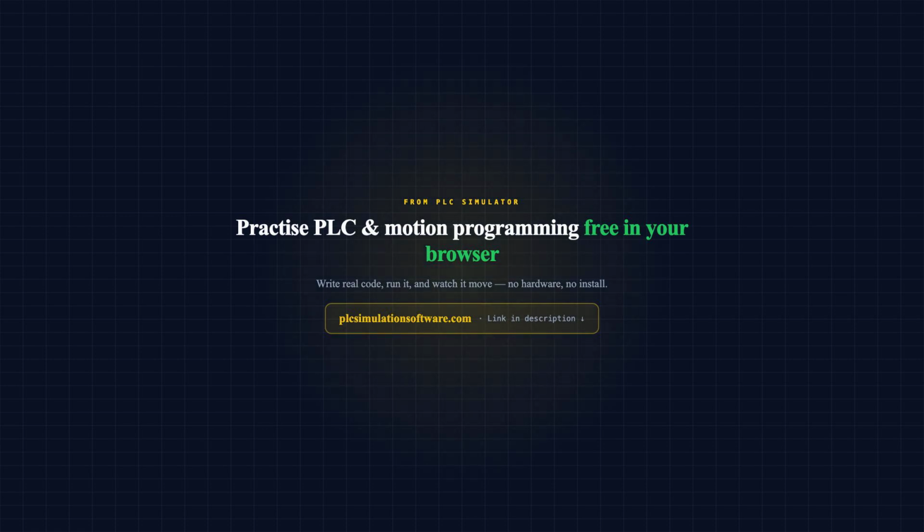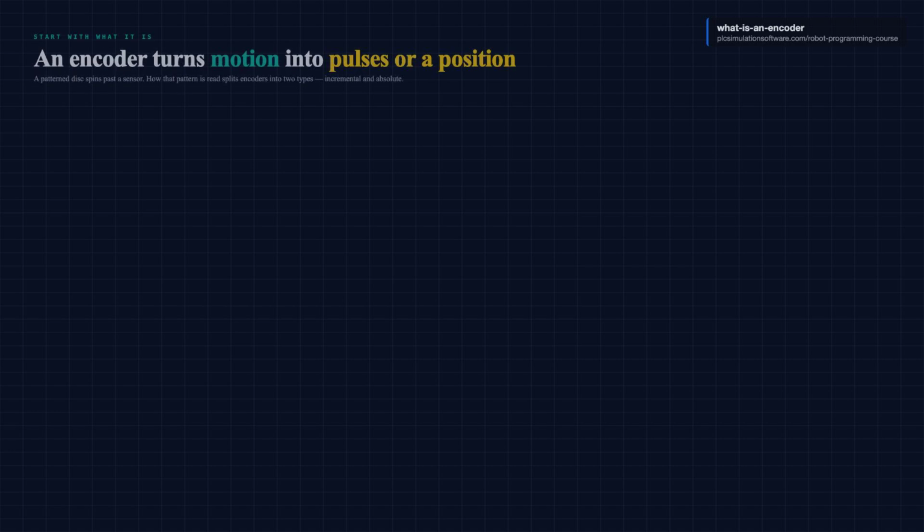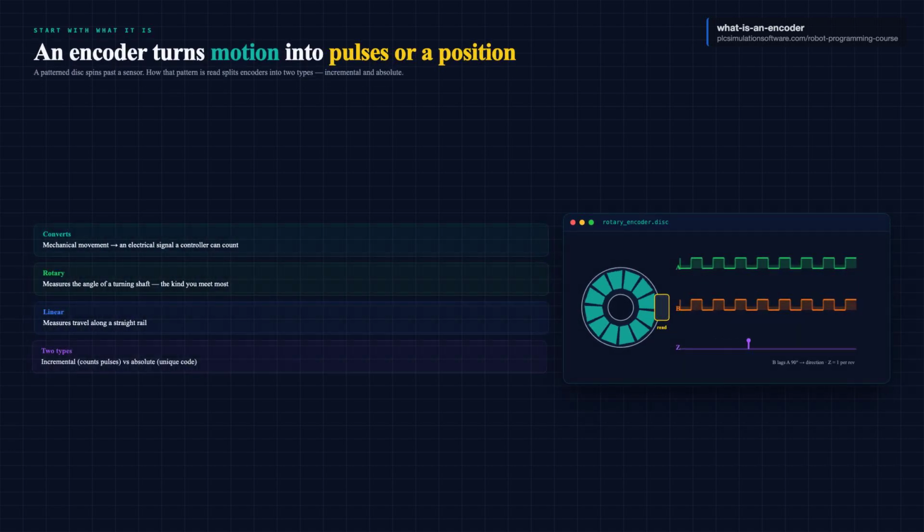Now, let's open up the encoder. So what is an encoder? An encoder is a sensor that converts motion into electrical pulses or a position value. It turns mechanical movement into something a controller can count.